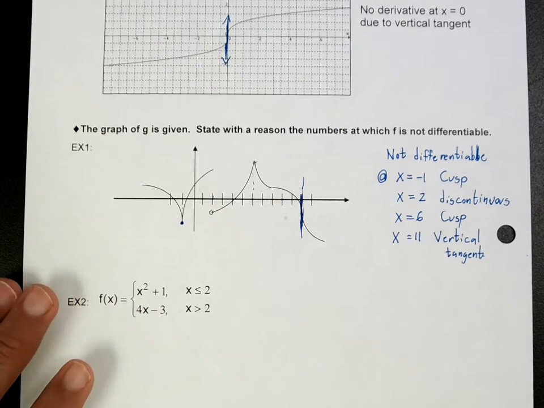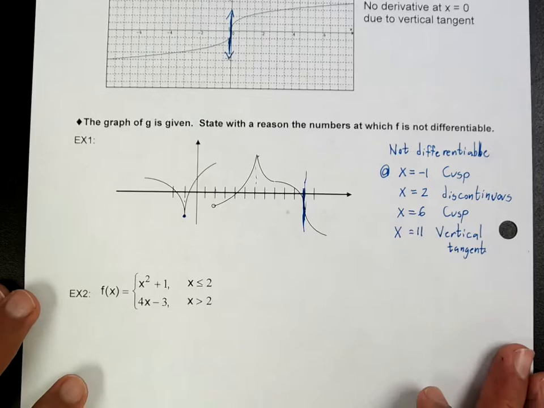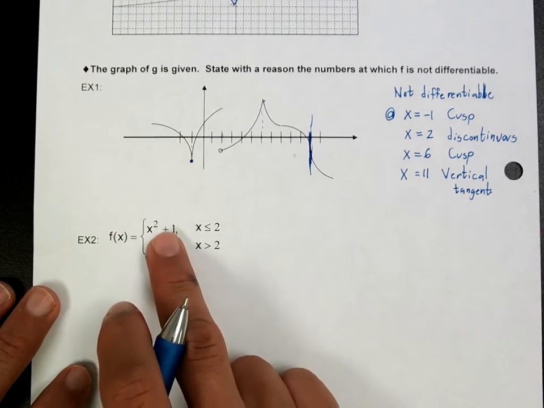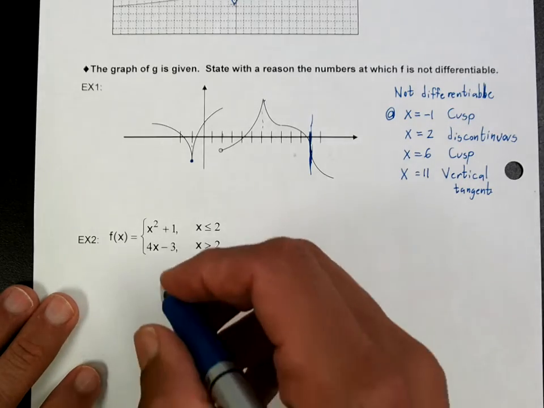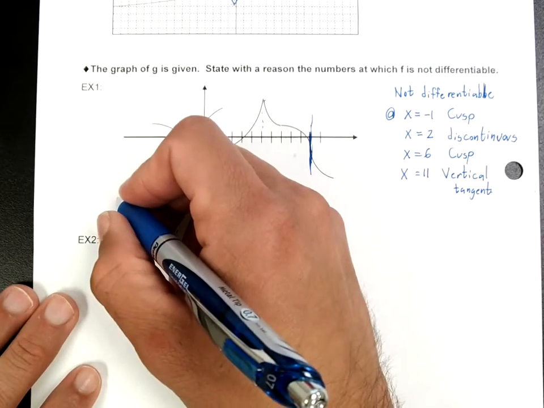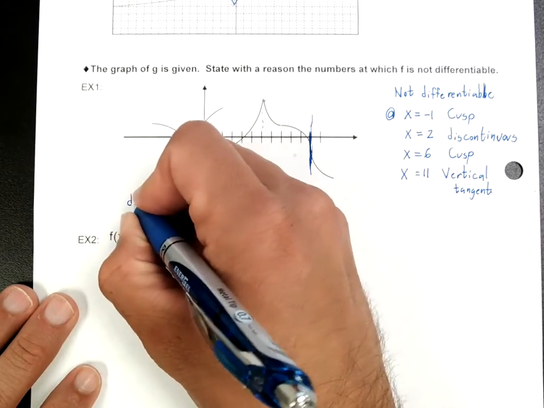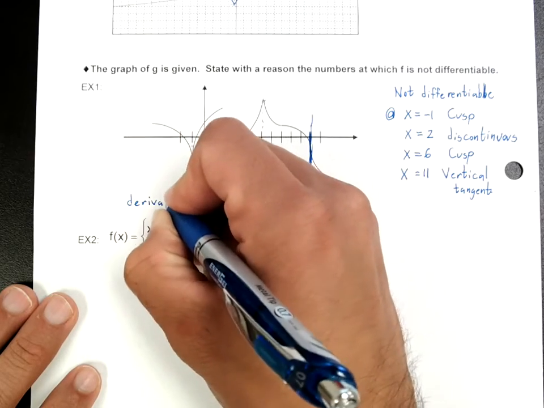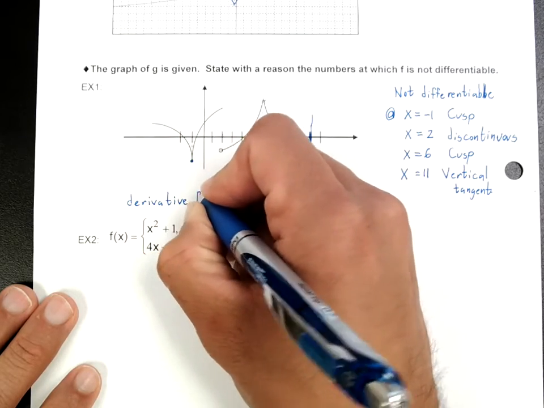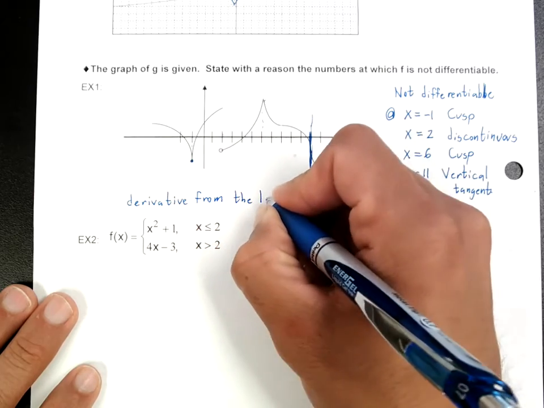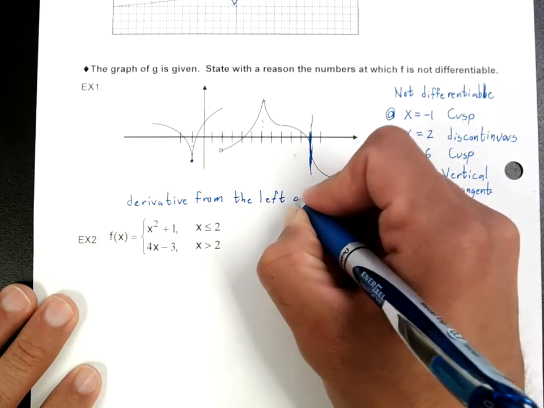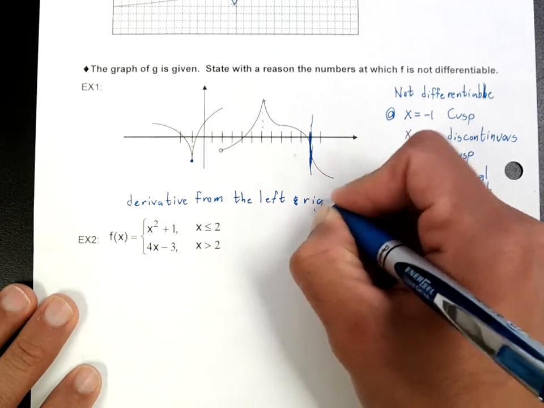Now, on example 2, without having to graph this, what you're going to have to do is find the derivative from the left and the right.